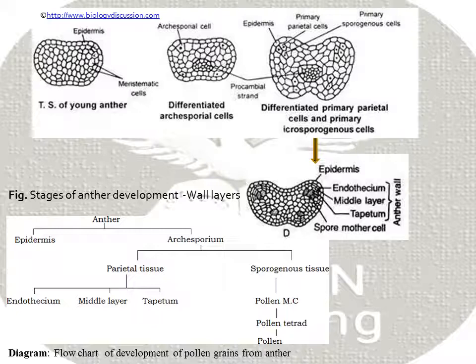Now, next, flow chart of development of pollen grains from anther. First of all, anther, epidermis, archesporium. Now, archesporium has two subpoints: parietal tissue and sporogenous tissue. Now, parietal tissue gives endothecium, middle layer, tapetum, and sporogenous tissue gives pollen mother cells, which create pollen grains.